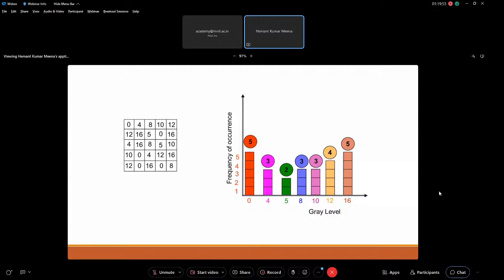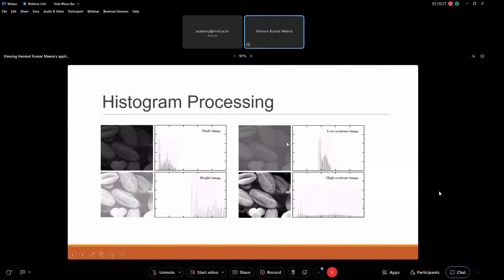As we have shown in the diagram, here is the frequency. The zero gray level has a count of 5 in the total image, pixels with intensity 4 are 3 in number, and this one is 2 in number. So this is the overall composition of how many pixels there are of the different intensities that we are able to see in this image.